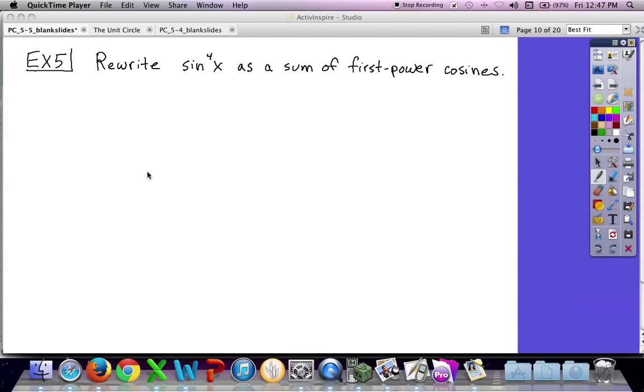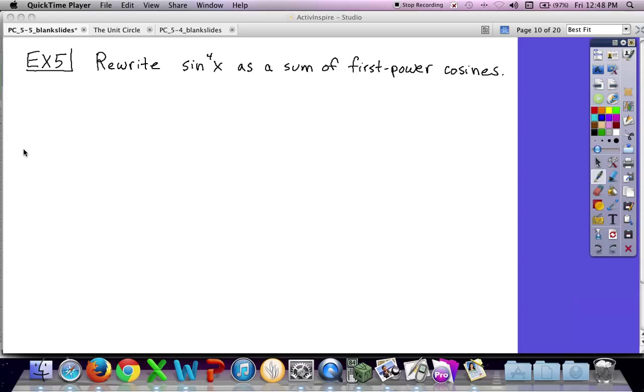This is example 5. So rewrite the sine to the fourth x as the sum of first power cosines. Right. So since we were just presented with these power reducing formulas, we might get an idea that that's what we're supposed to use.